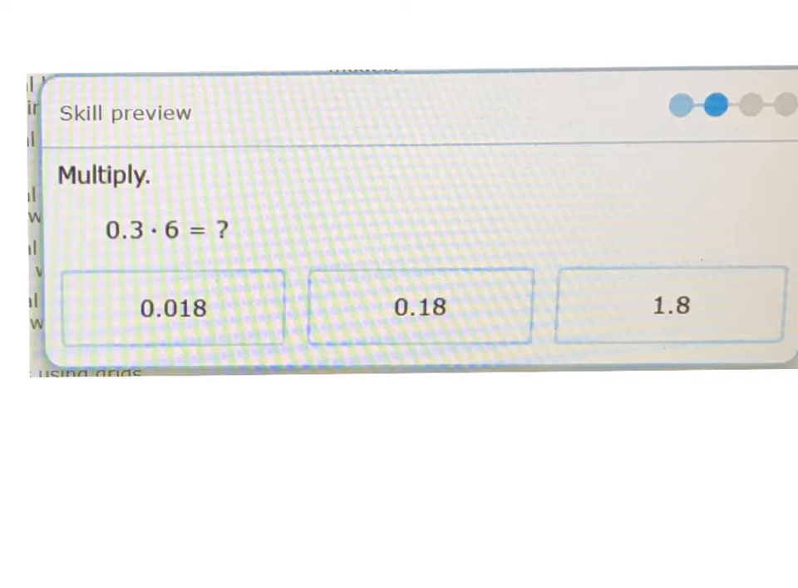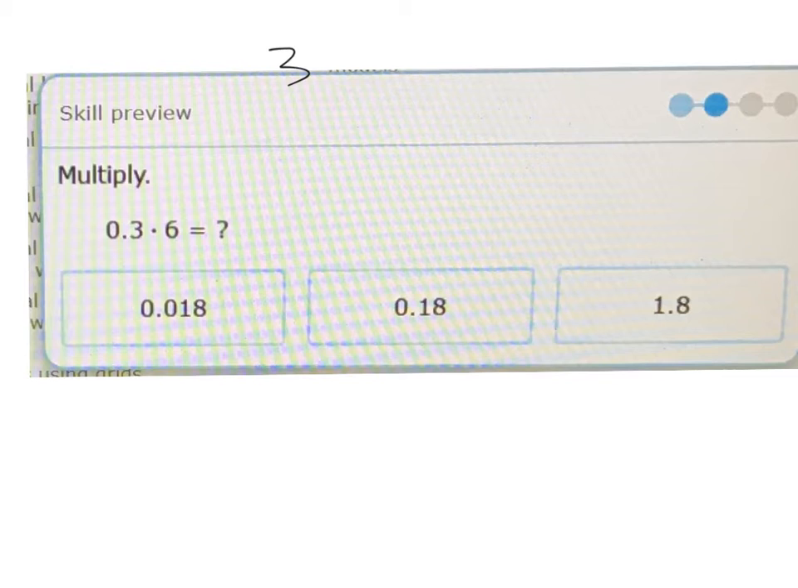Okay, another example. This one's asking us to do 0.3 times 6. So in terms of our estimating, 0.3 is close to 0.5, close to a half. So half of 6, my answer's going to be somewhere around 3. These options all look much smaller than 3, but I'm guessing based on that estimation, it's going to be 1.8. These ones are less than 1, and that doesn't seem right.